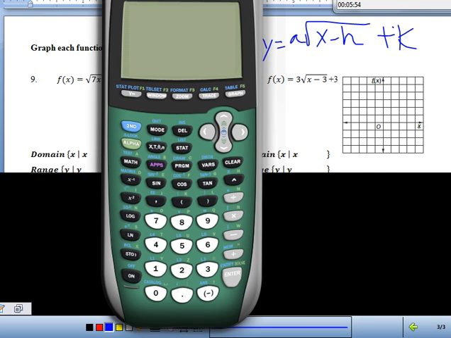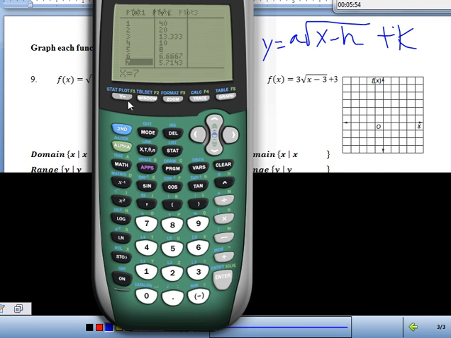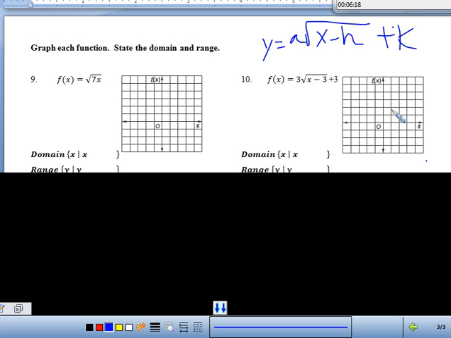If you graph this function, I have 3 times the radical, x minus 3, and then outside of that I hit the right arrow over to break the radical symbol. I add 3. And we'll see this is actually slid over 3 units and up 3 units. So I'm going to take this, and from the origin I'm going to go 1, 2, 3, and up 1, 2, 3. And so it goes off in that direction.